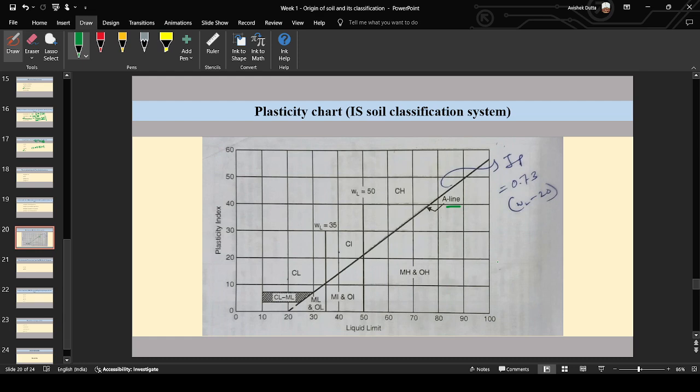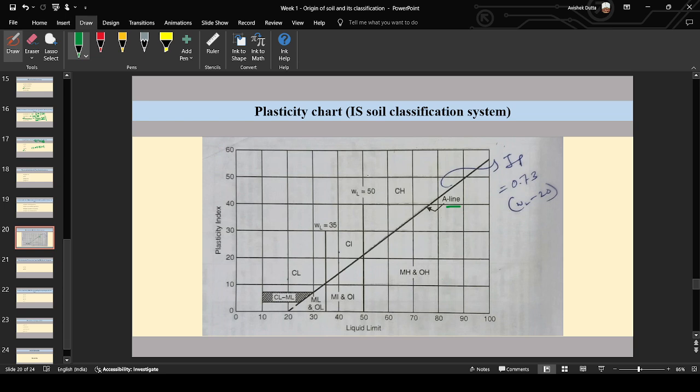Now this A line, we have two vertical lines over here. One is cutting at liquid limit 35, another one at liquid limit 50. Below this A line, all the soils have the nomenclature M. M means silt, and above the A line, the soil has a nomenclature of C mostly. So above the A line it is clayey soil, and below the A line it is silt.